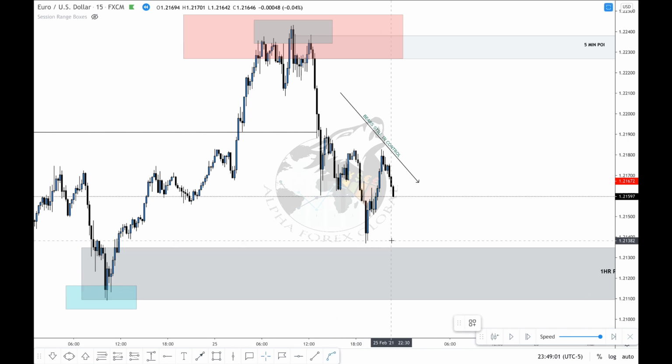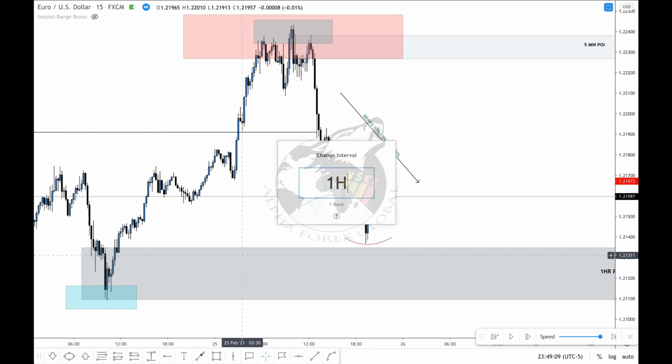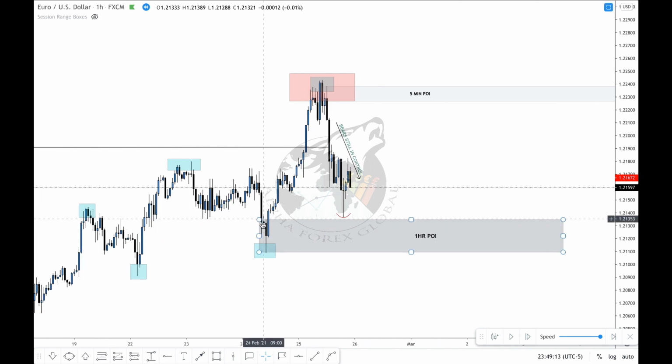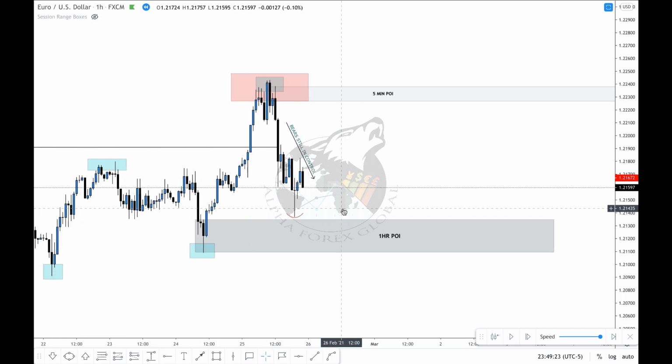So right here I had a liquidity trap right before the POI. Let me jog your memory, guys. This was the POI right here. We did not test the POI, so this created liquidity for my POI. So I have this as a liquidity inducement trap.